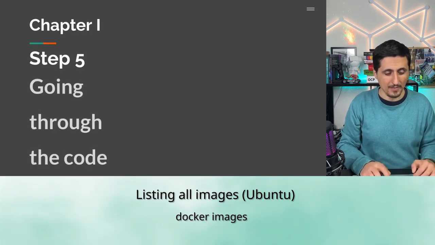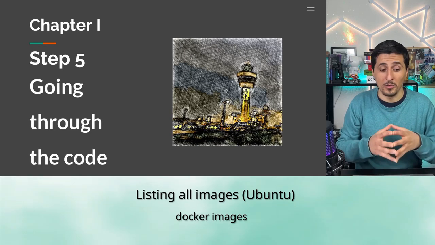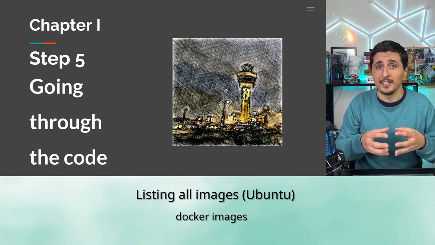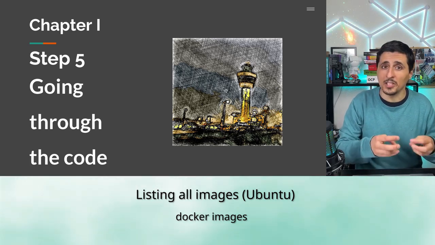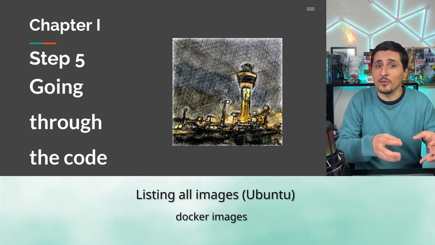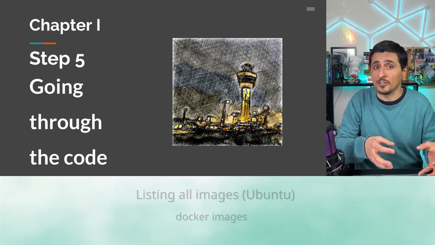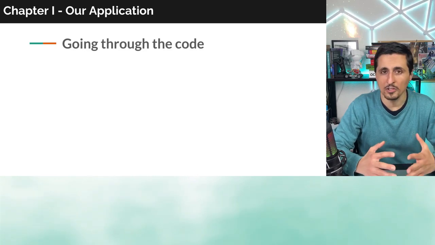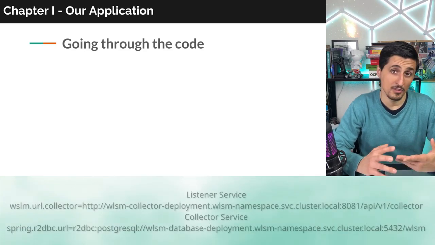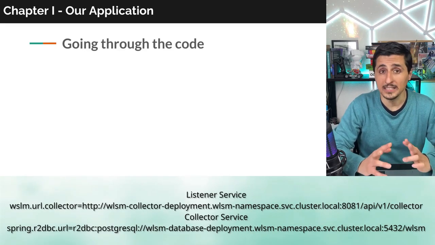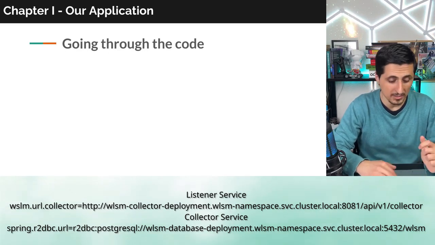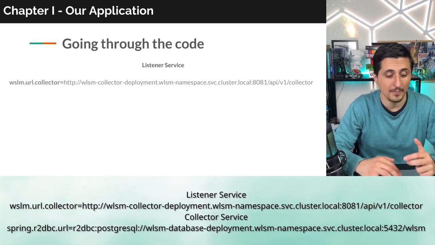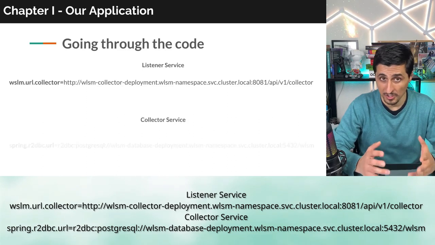So step five is going through the code. We are now going to have a look at some important aspects of the code so that we can understand how these services will communicate with each other in our cluster. As we look through the code, it's important that we take a look at the three services, but for now, let's have a look at two that are very, very important. One of them is the listener service, and the other one is the collector service.